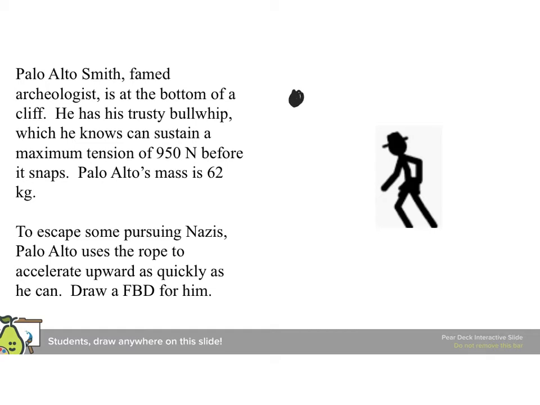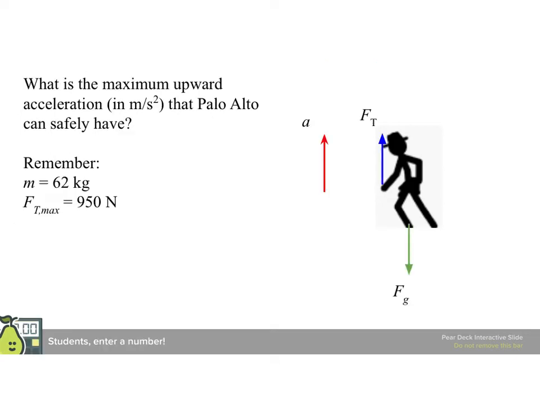We have our dot for Palo Alto. Of course, his weight pulls him down. And of course, the tension in the rope pulls him up. All right, he pulls himself up by pulling down on the rope, creating tension in it, which pulls him back the other way. We might want to also include that he's accelerating. That's not part of the free body diagram, but it's worth drawing, so we remember it. It would look something like this.